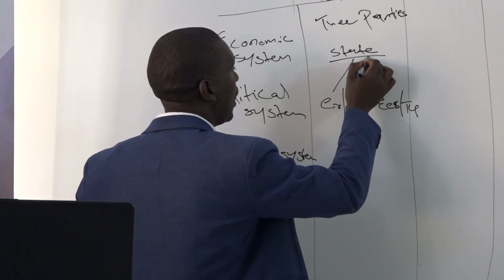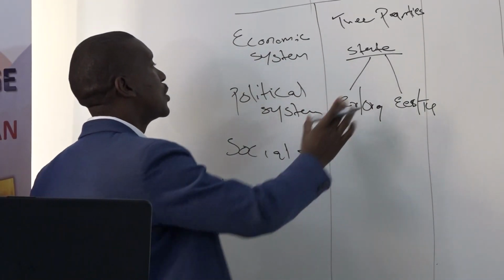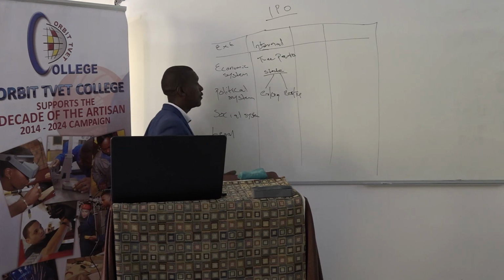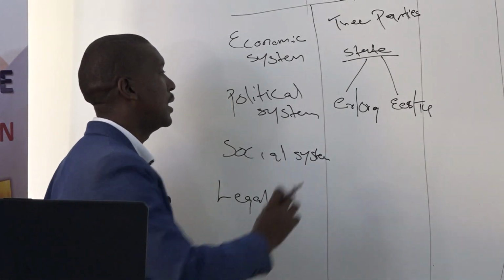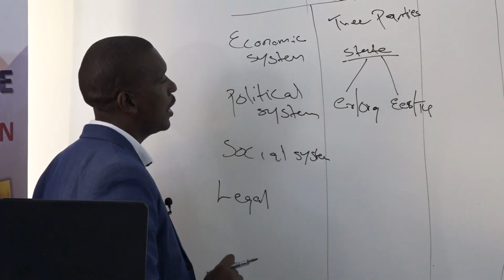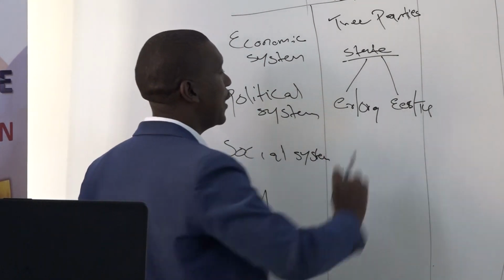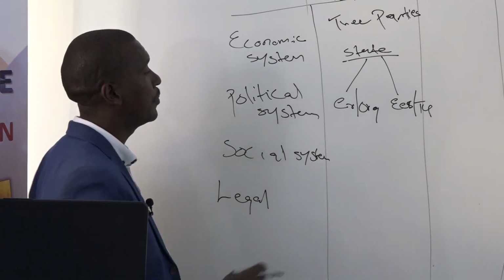Now this is how our structure is going to look. It's going to look like a triangular form because we have the internal parties. One is the state, then the employer and employer organization. Then we've got the employees and the trade union.